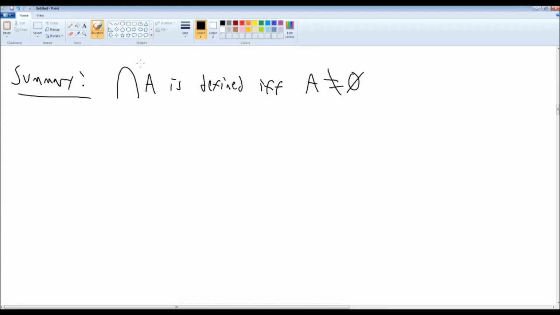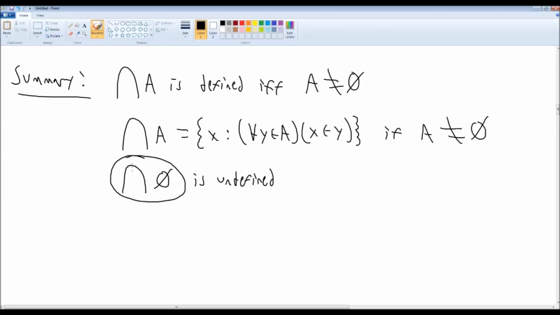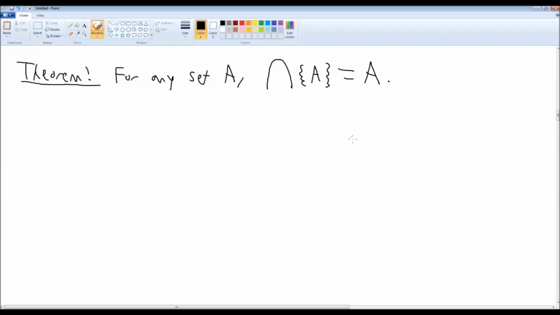So to summarize our results, we see that the big intersection of A is defined if and only if A is not the empty set. If A is not the empty set, then this guy exists, and it equals the set of things which are members of all members of A. But big intersection of the empty set is not defined. Now here's a neat little theorem we can prove. For any set A, the arbitrary intersection of a singleton is just whatever's inside.